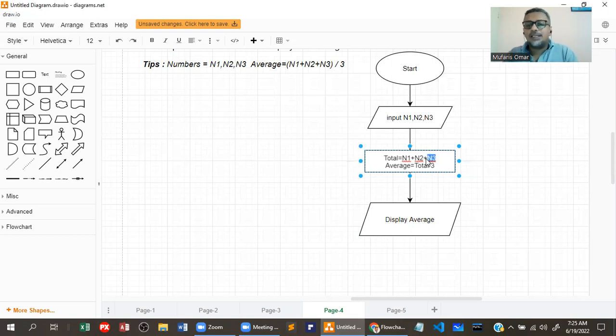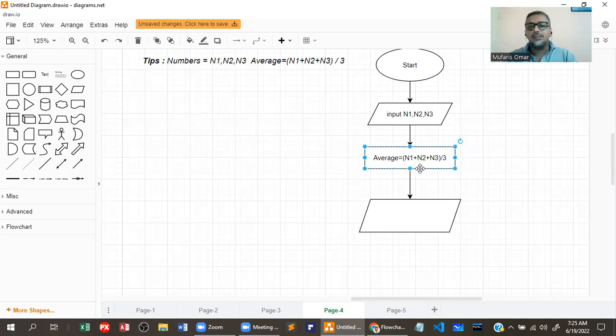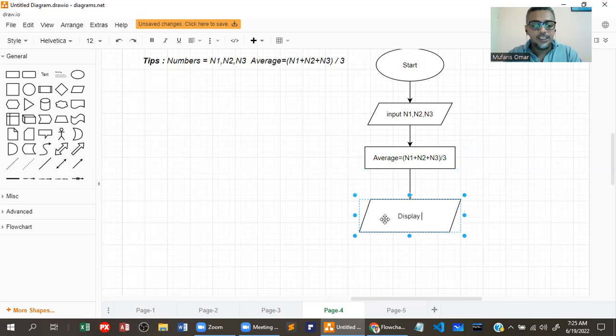Okay, so you can, but that is not necessary. So we will only include the direct calculation, right? Since we don't need it. But even if you add like that, that's fine, right? So you can use like this. Okay, so finally you can say display the average.